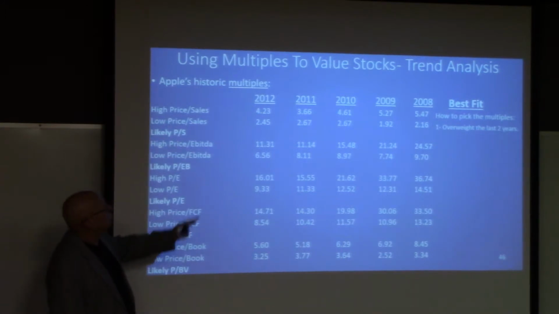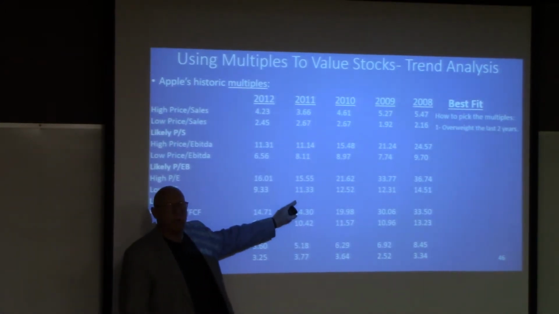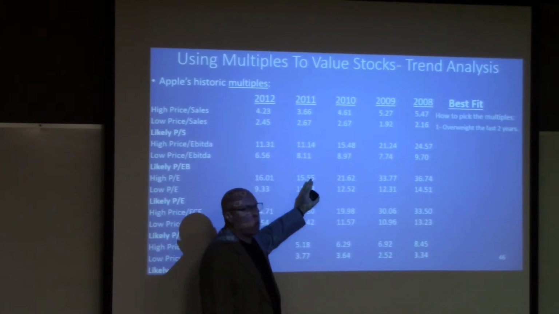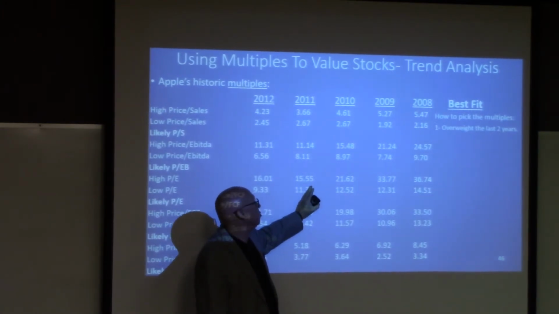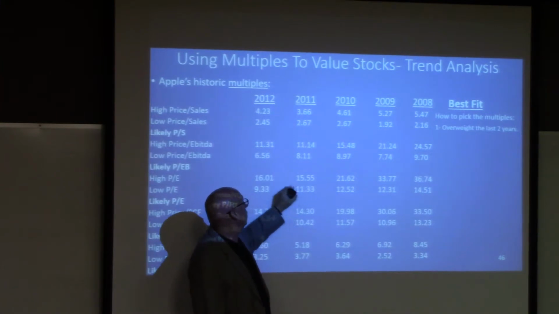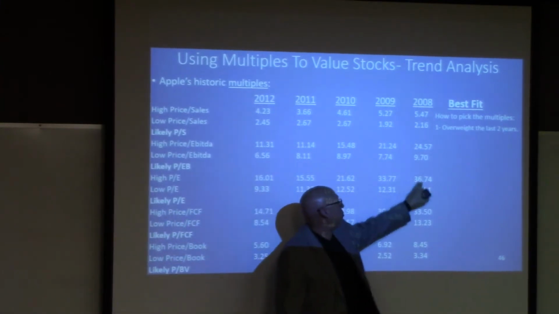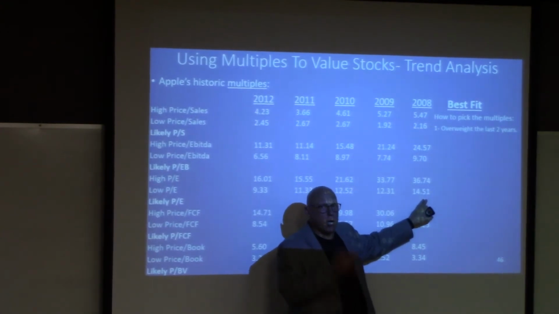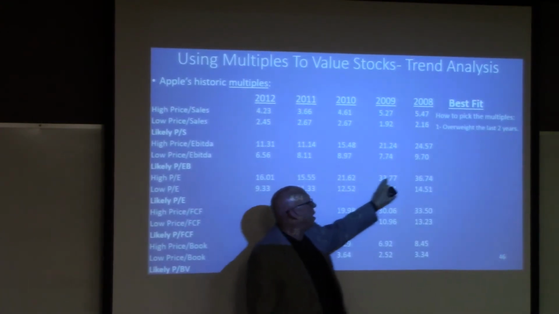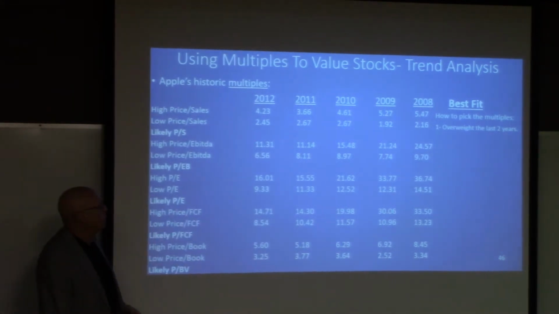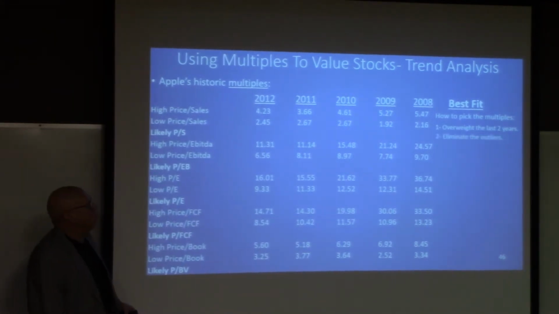Well, we're going to overweight the last couple of years. Why? Because they are more relevant. They're more recent, so they're more relevant. I feel better about using these numbers here than I do about using these numbers here. Something's changed, and I don't feel real comfortable relying on these high numbers to project into the future. So overweight the last few years.